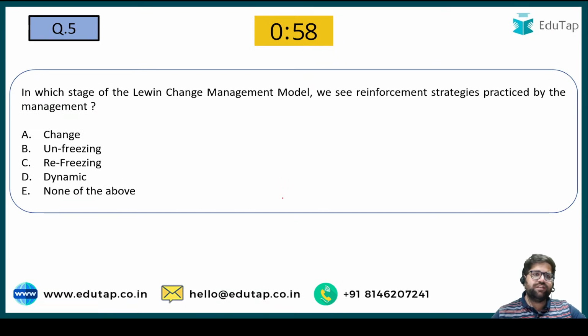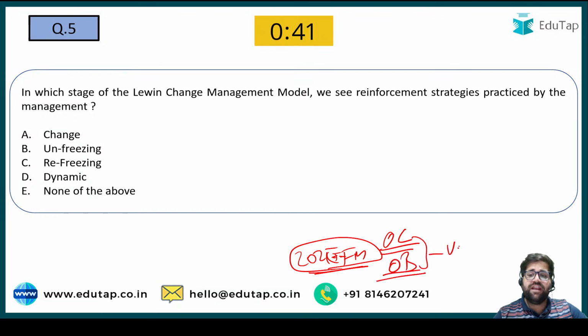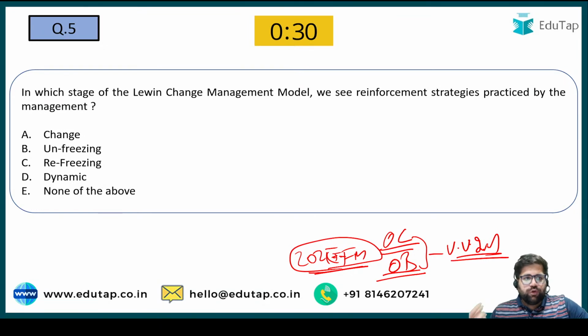Now I have already told in the 2021 FM paper, we have solved that particular paper, and you can find that particular link in the description box as well. OC, that is organizational change, and OB, that is organizational behavior, are very, very important when it comes to the RBI syllabus. Why are they important? Because they are newly added topics, and we expect RBI will be asking more questions on these two domains.